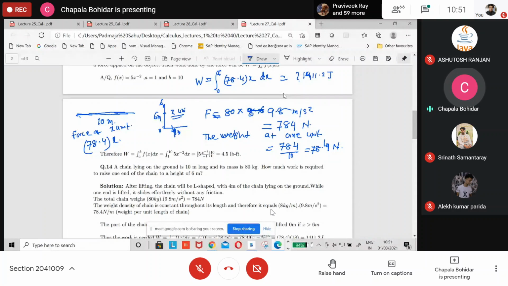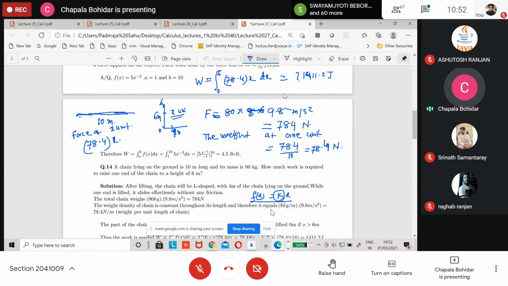There is a law here, Hooke's law. Do all of you know what Hooke's law is? Fx is equal to kx. What is k? K is a positive constant that is called the spring constant. Fx is equal to kx.